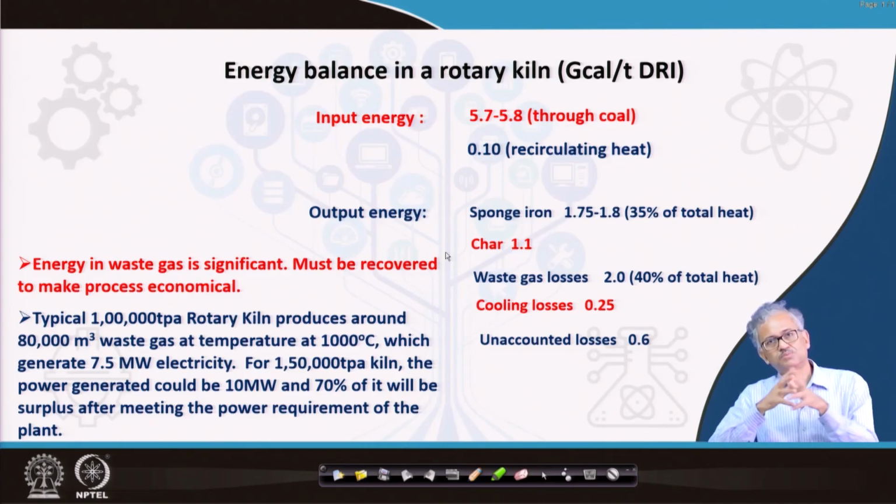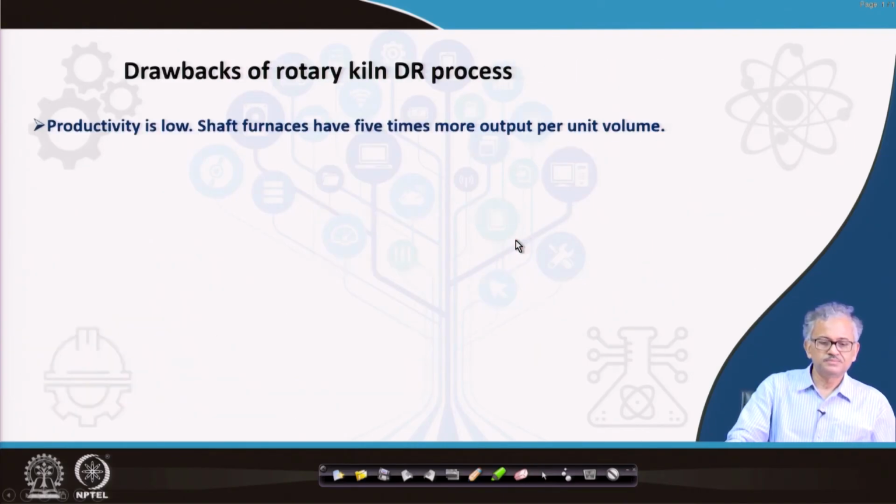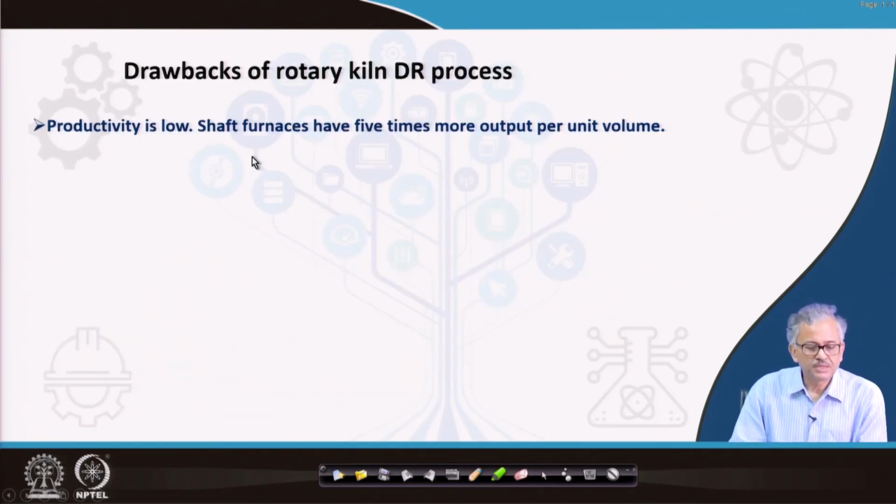So this is the overall balance. You can understand from this balance that this is the waste heat loss. Waste gas contains a significant amount of energy, around 40% of the input energy. So it must be used for power generation. Otherwise, this process will not be sustainable.